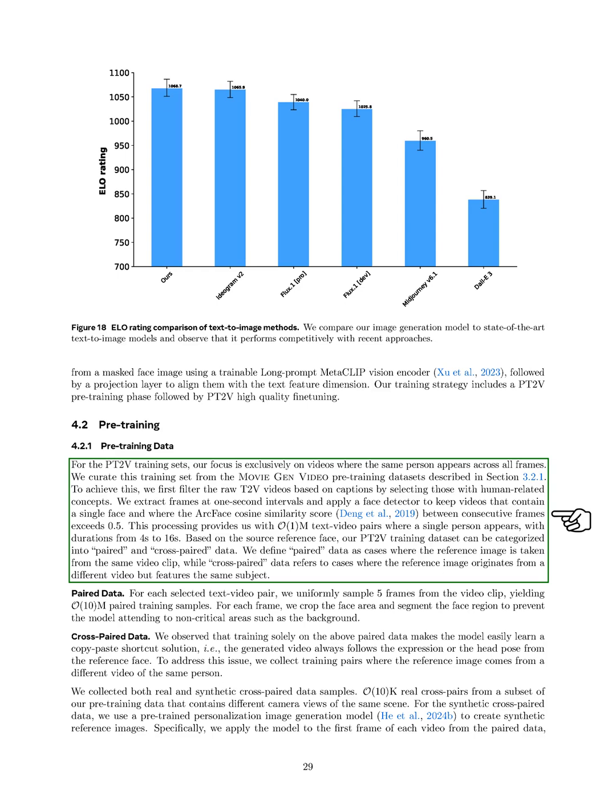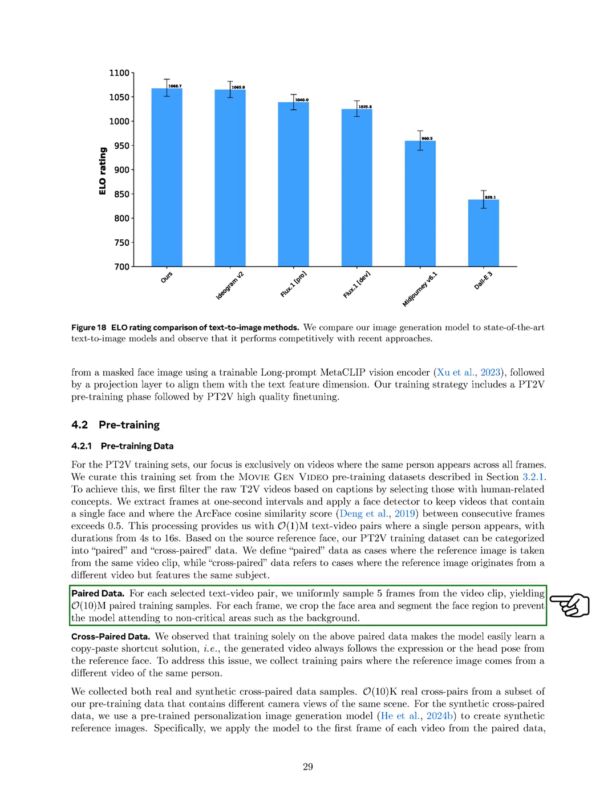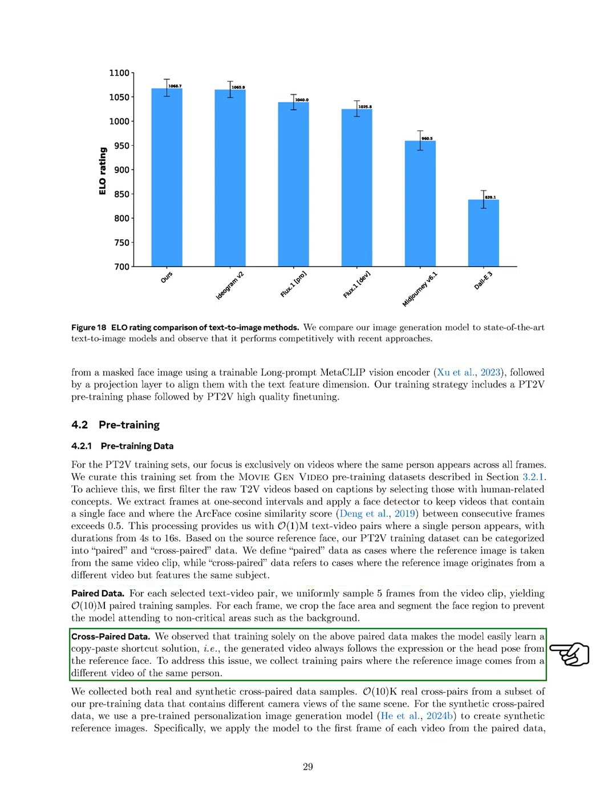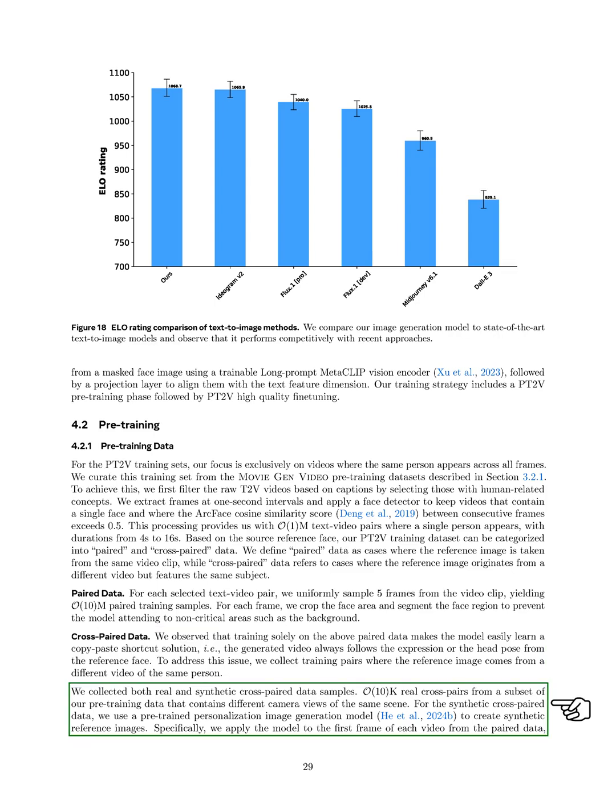Paired data consists of cases where the reference image is from the same video clip, while cross-paired data includes instances where the reference image comes from a different video but features the same individual. For paired data, we sample frames from the video clip, resulting in millions of paired training samples, while cropping and segmenting the face area to focus on critical regions. To avoid the model learning a simple copy-paste solution, we also collect cross-paired data where the reference image is from a different video of the same person. We gather both real and synthetic cross-paired samples, ensuring a diverse set of training data. This comprehensive approach yields millions of synthetic cross-paired data samples, maintaining identity consistency throughout the process.